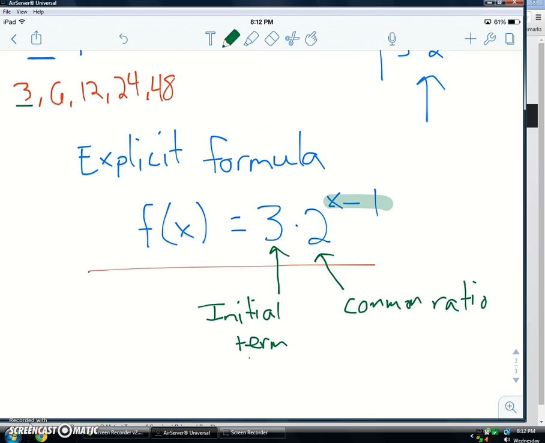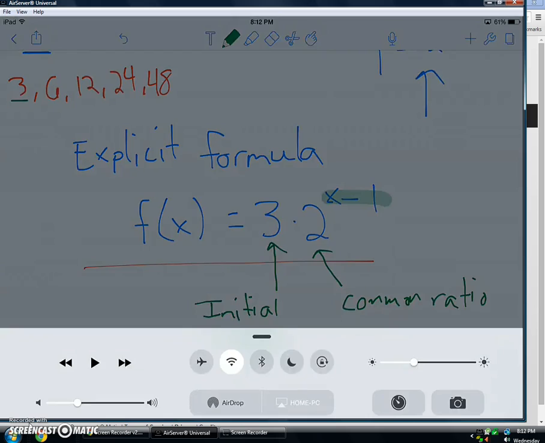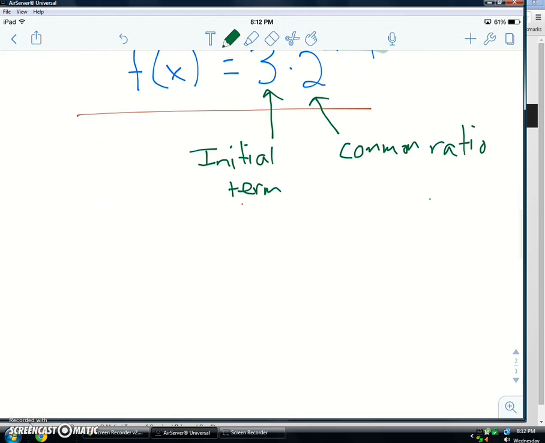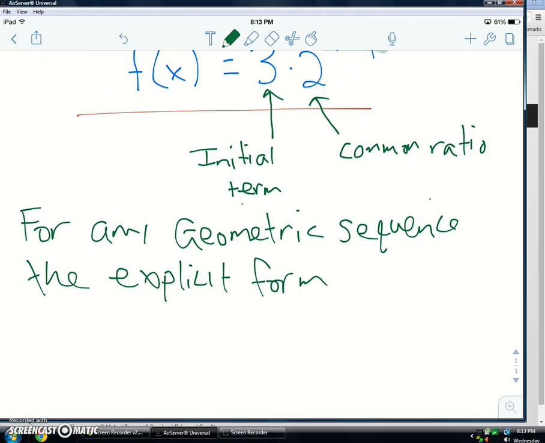Well, it turns out, to save you all the trouble, that table kind of shows us where it came from, but it turns out that for any geometric sequence, this is the awesome thing about geometric sequences. Once you identify it as geometric, for any geometric sequence, the explicit formula is the following.